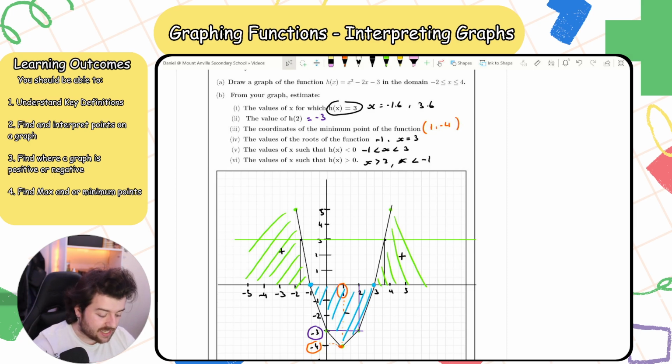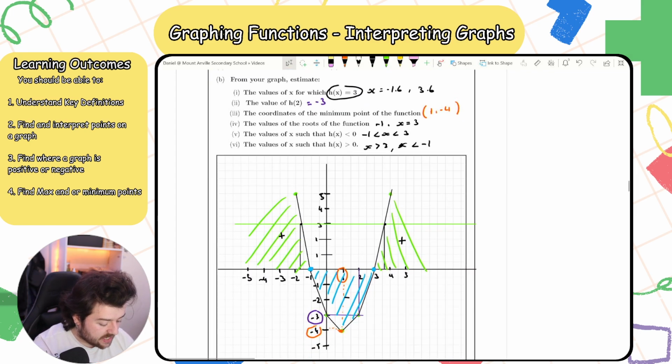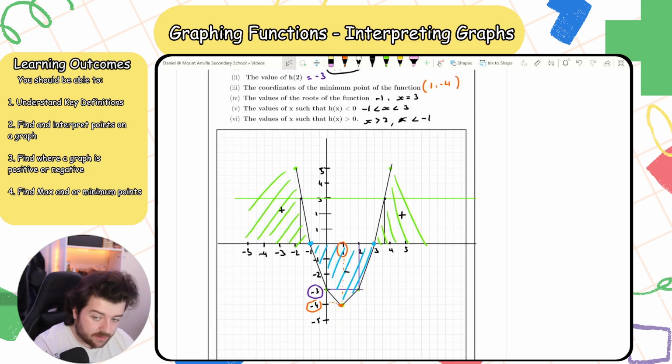And that is the questions there on reading and interpreting graphs, right?